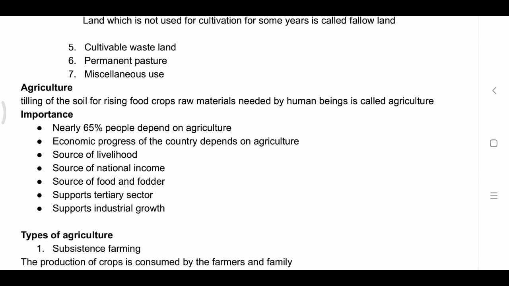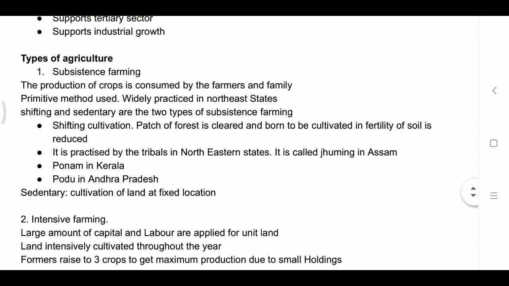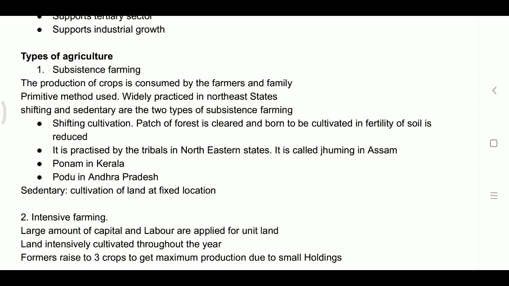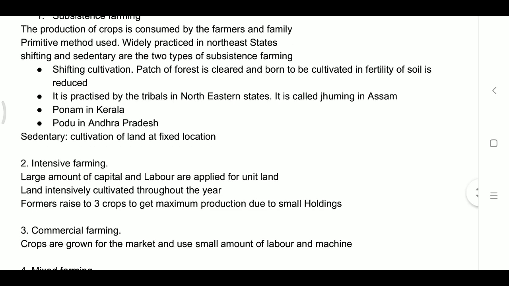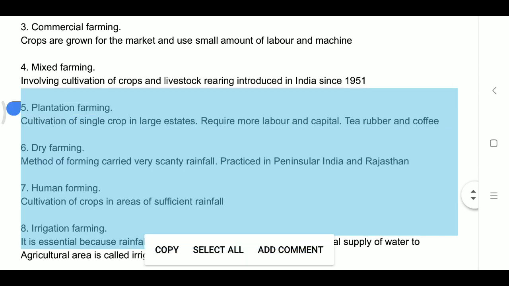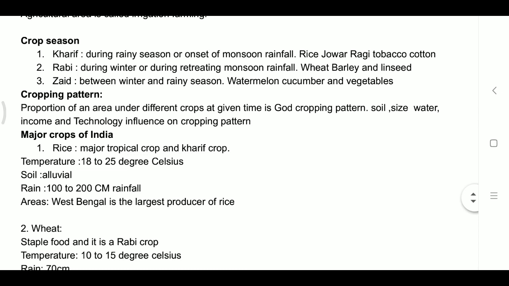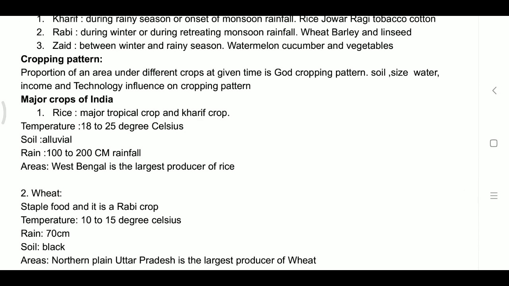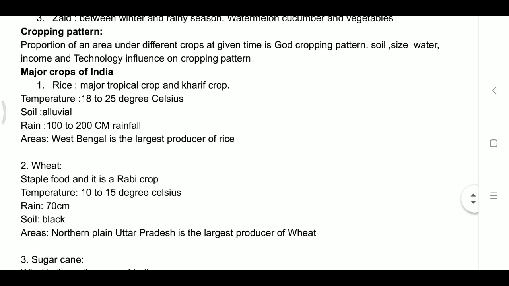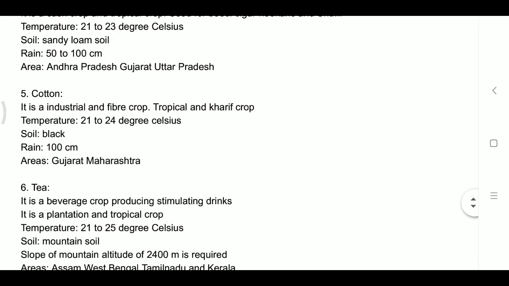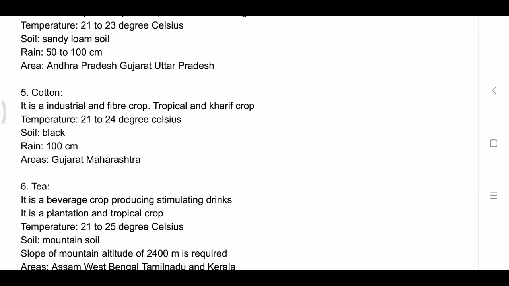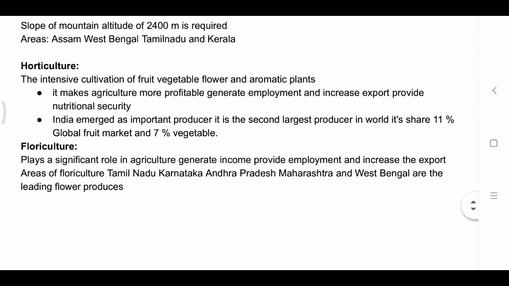Agriculture of India and its importance, different types of agriculture with their explanations and features, and crop seasons: Kharif, Rabi and Zaid, the three crop seasons and their particular crop pattern, important major crops and their climatic conditions to cultivate, horticulture and floriculture.